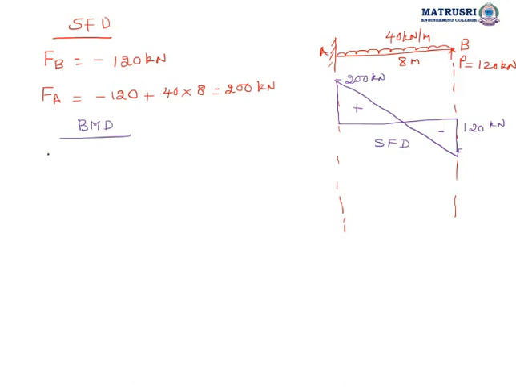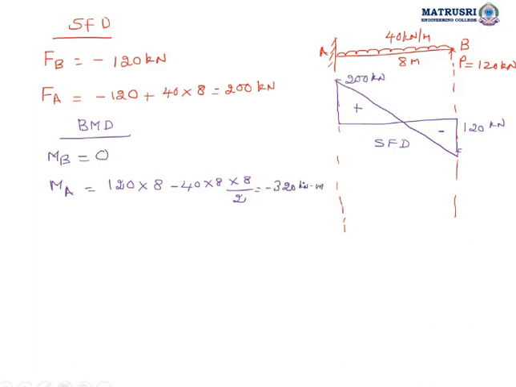Then I will go for the bending moment diagram. MB is equal to 0, nothing is there. P into 0. Then I'll go to moment about A. 120 into 8 from this side is anti-clockwise, so anti-clockwise is positive 120 into 8. Then 40 into 8 into 8 by 2 is coming clockwise. From this side, clockwise is negative. So minus 40 into 8 into 8 by 2. So MA I got minus 320 kilonewton meter.